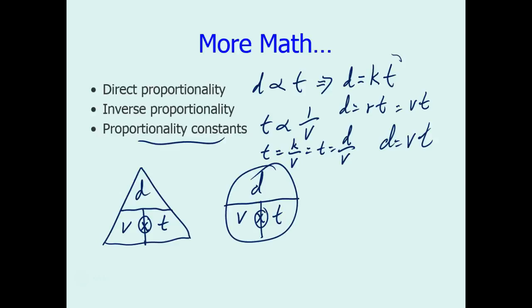Distance is equal to velocity times time. Velocity is equal to distance over time. Or time is equal to distance over velocity. Right, there it is. And it doesn't matter if it's a circle or a triangle, but there it is. Now, any of you seen that before? Yeah, I figured some of you had.